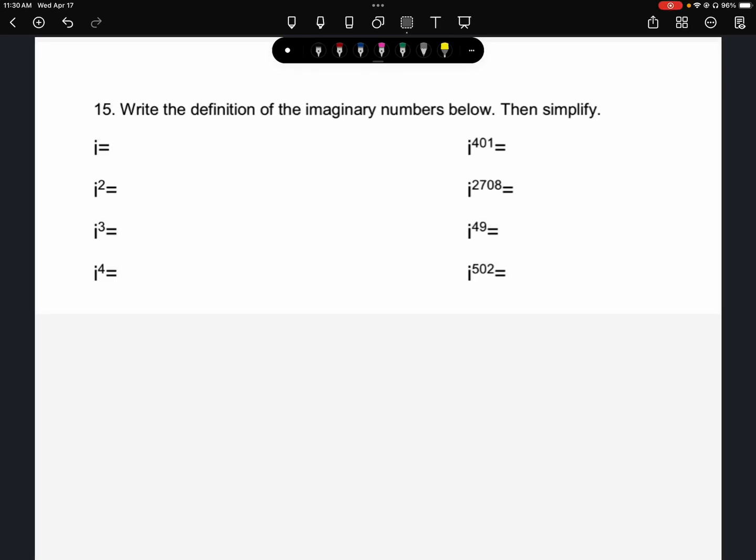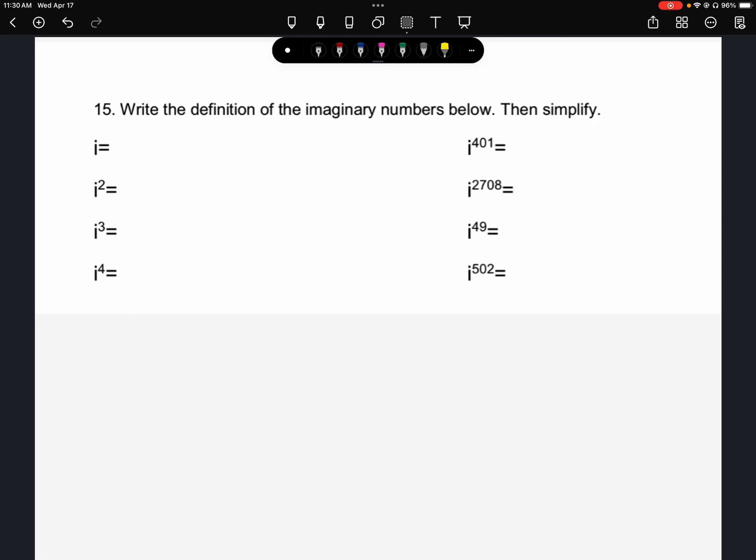This problem is number 15 from the Chapter 8, Section 1 review packet. The directions read, write the definition of the imaginary numbers below, then simplify. All right, so definition of imaginary numbers, right?